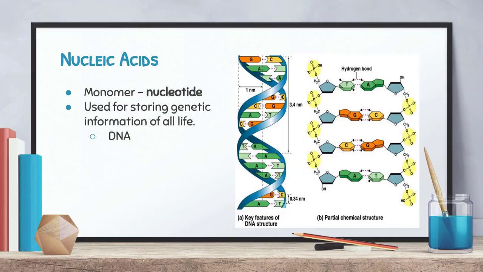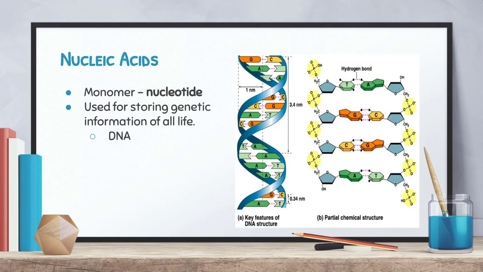And last but not least, we have nucleic acids. Now the monomer is known as a nucleotide, and nucleic acids are used for storing genetic information of all of life. So our genetic storing unit is known as DNA. DNA stands for deoxyribonucleic acid. Some use RNA, which is just ribonucleic acid, but all of these are made up of monomers known as nucleotides.